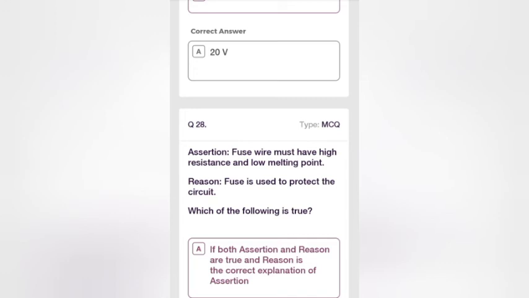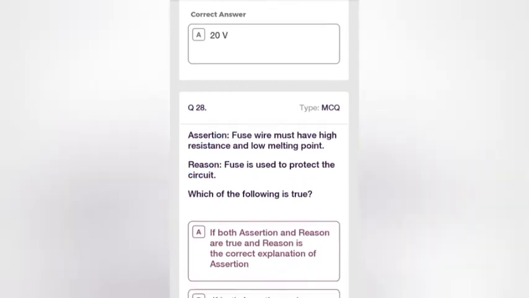Assertion: fuse wire must have high resistance and low melting point. That is correct. Fuse is used to protect the circuit. That is also correct. Whether the reason is the correct statement of the assertion, that we need to see.